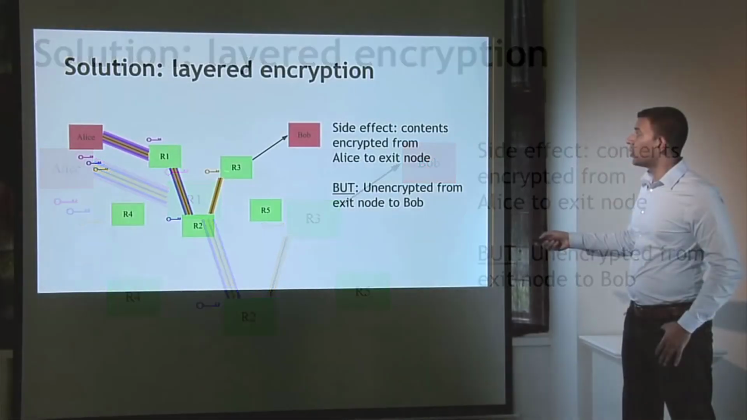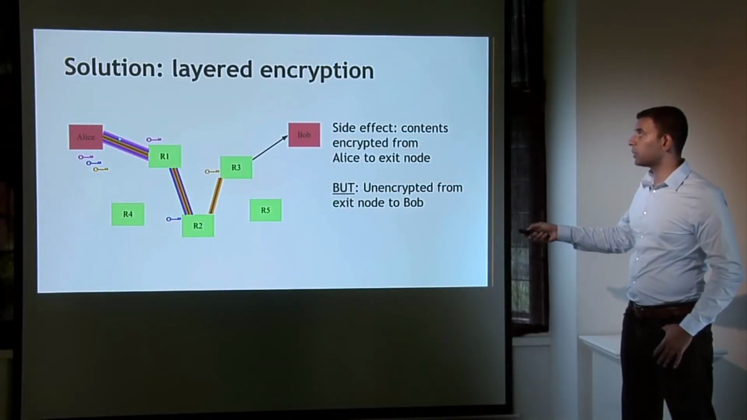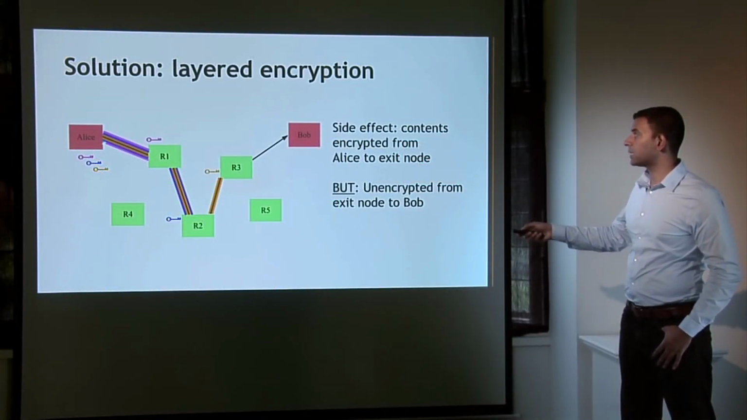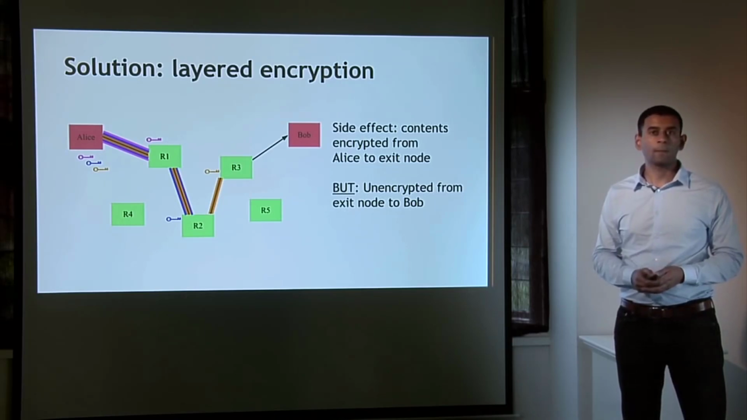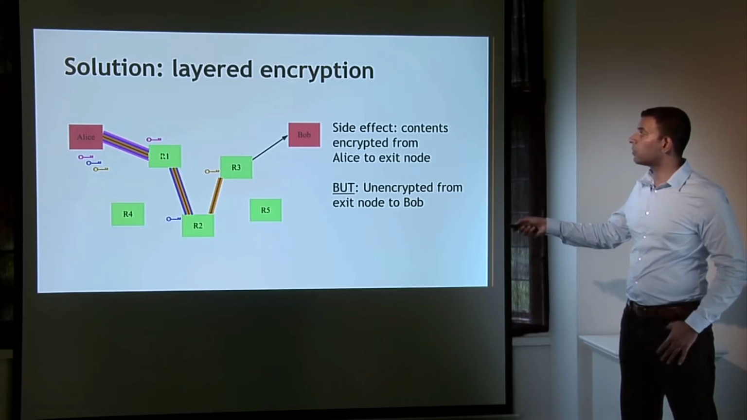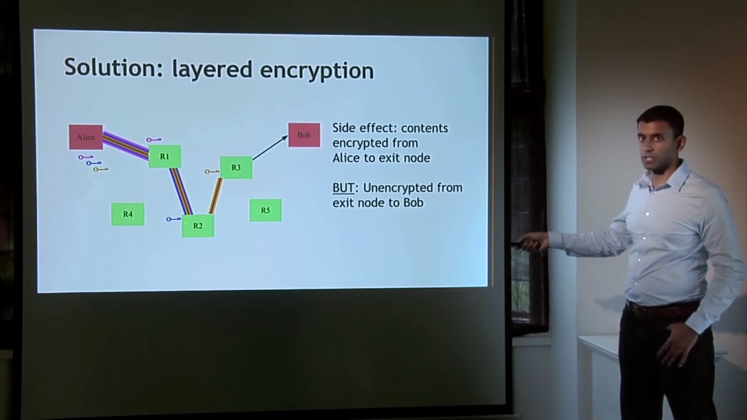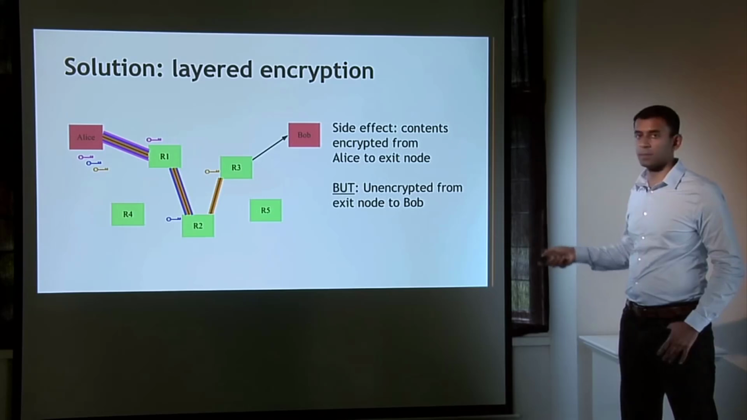I'll leave you to think about why this wouldn't quite work if there were only one layer of encryption, for example. If Alice tried to encrypt the message all the way from her to R3, it wouldn't quite work. The routing would not quite work out. But as it is, the very neat property that you have is that R1 only knows Alice's IP address and R2's address, and does not know R3's or Bob's address.